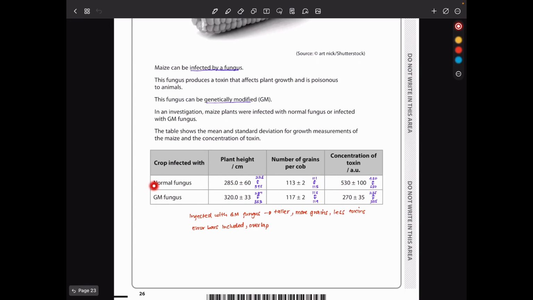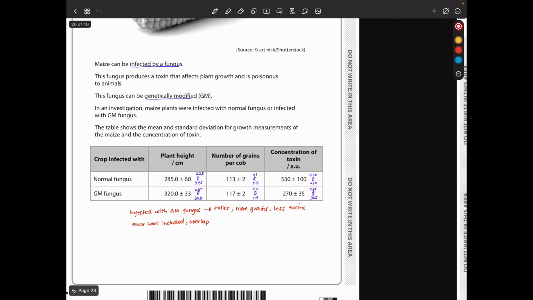So they've given us for normal fungus and GM fungus, the plant height, the number of grains per cob, and the concentration. Infected with GM fungus, these are going to be taller in comparison to those. And these ones here, the GM ones, will have more number of grains per cob. And here we see that concentration of the toxin is going to be more in the normal. The deviations have been included and there is overlap, as you can see in some of them.